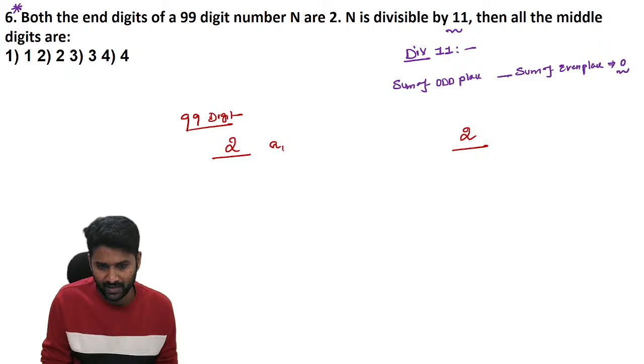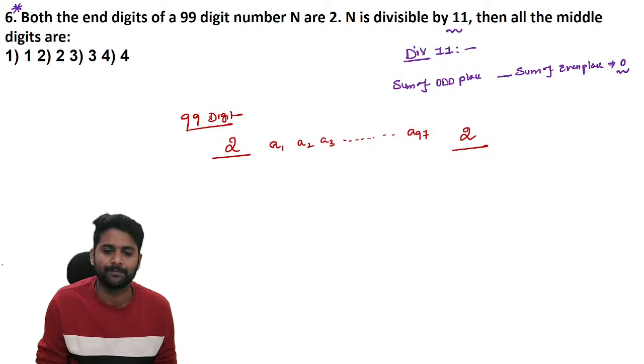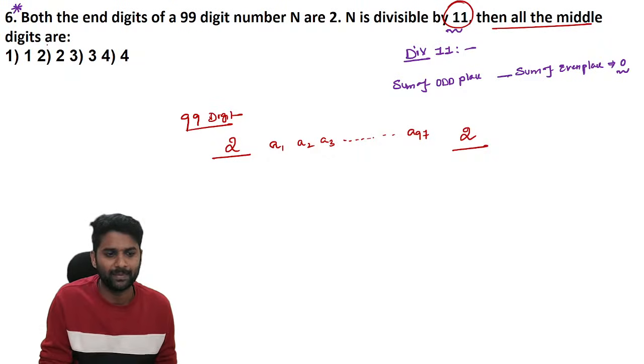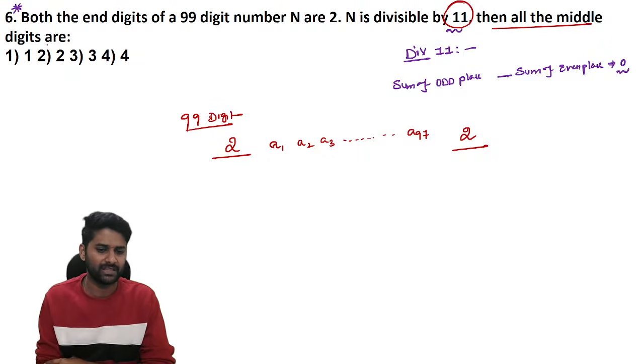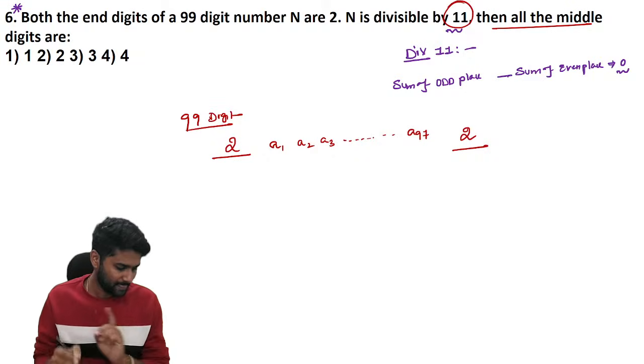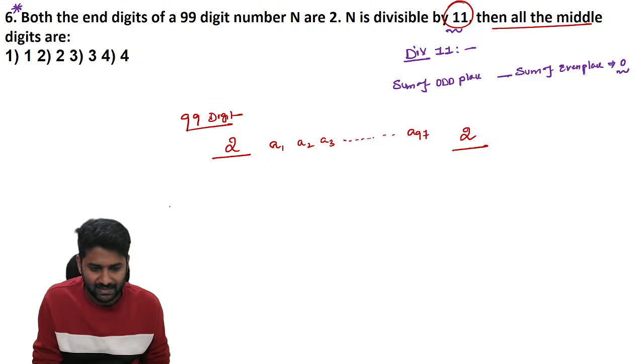See, the remaining digits are A1, A2, A3, up to A97. Now the question: if the entire number is divisible by 11, then what about all the middle digits, A1, A2, A3, A4? Let us take 5 digits.